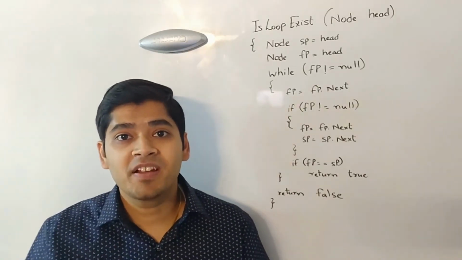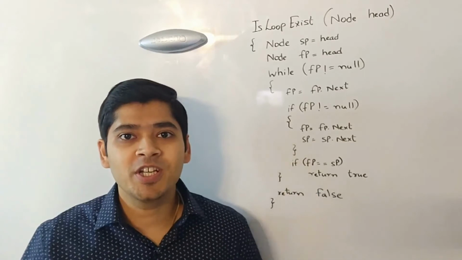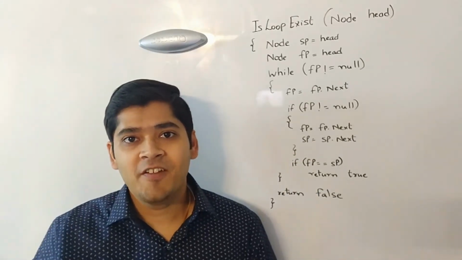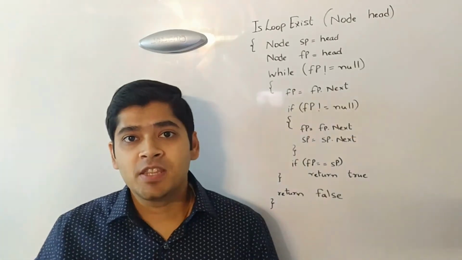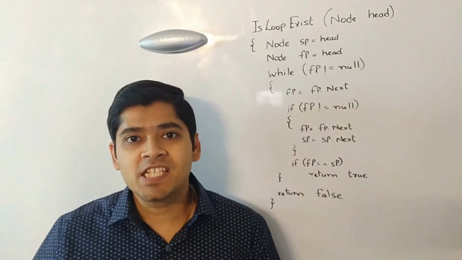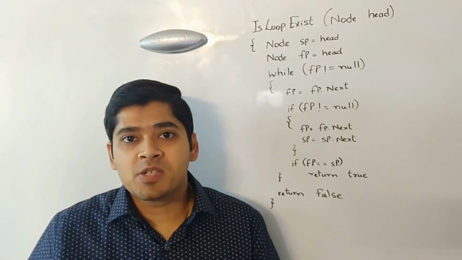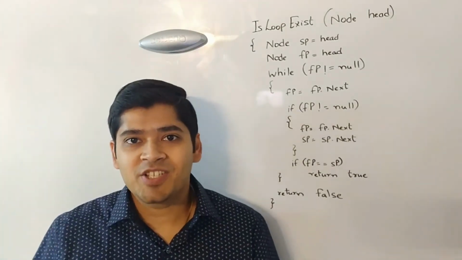The algorithmic runtime complexity of this solution is O(n), where n is the number of nodes in the linked list, whereas the space complexity is just O(1) because we are not using any other data structure.